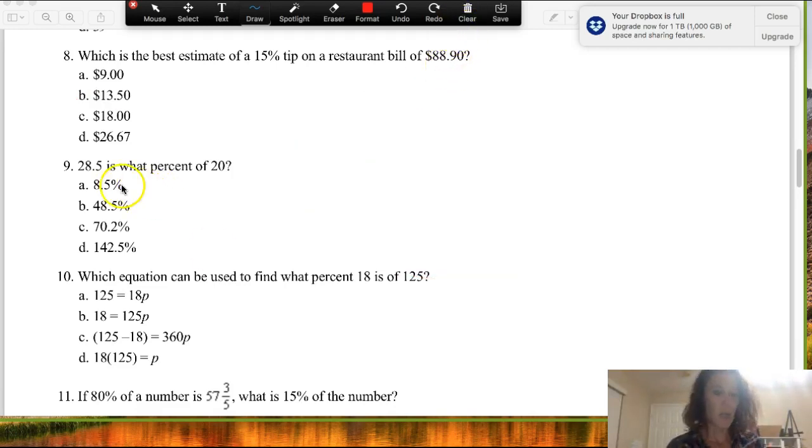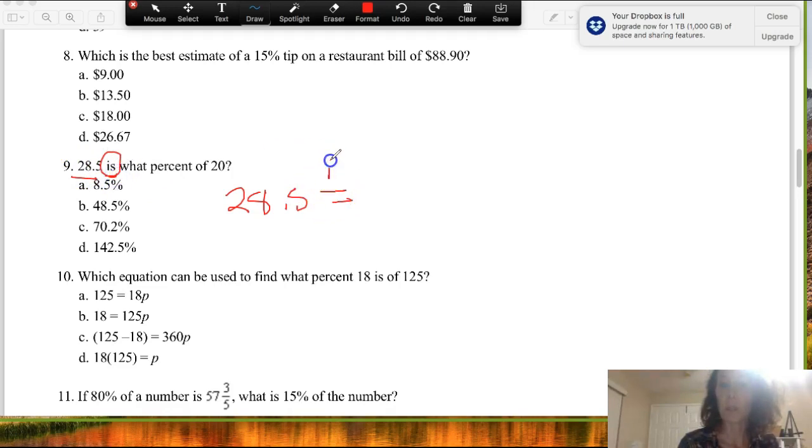Okay, so this one, 28.5 is what percent of 20? I might write this as a percent equation. I would do 28.5 is, so here's your number, is means equals, this is your is. What percent of 20? X is my what, since I don't know what. Of means multiply. What percent of 20?